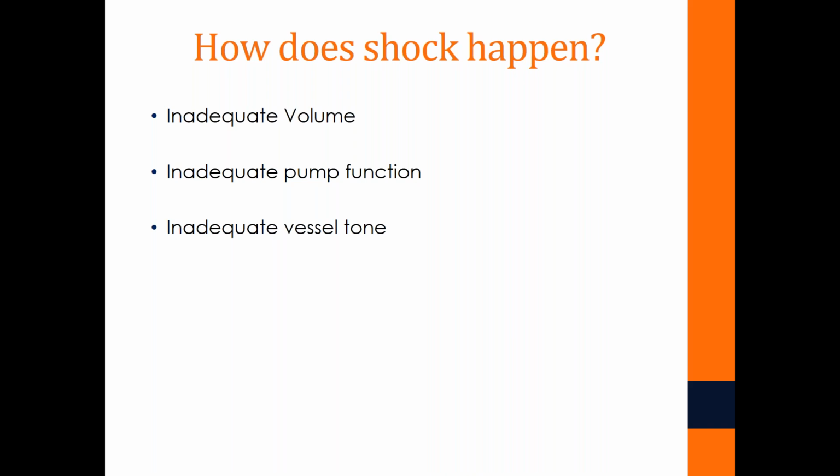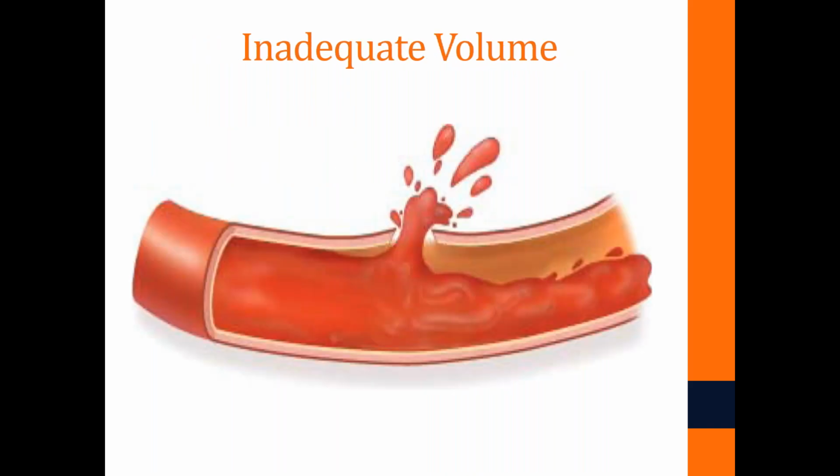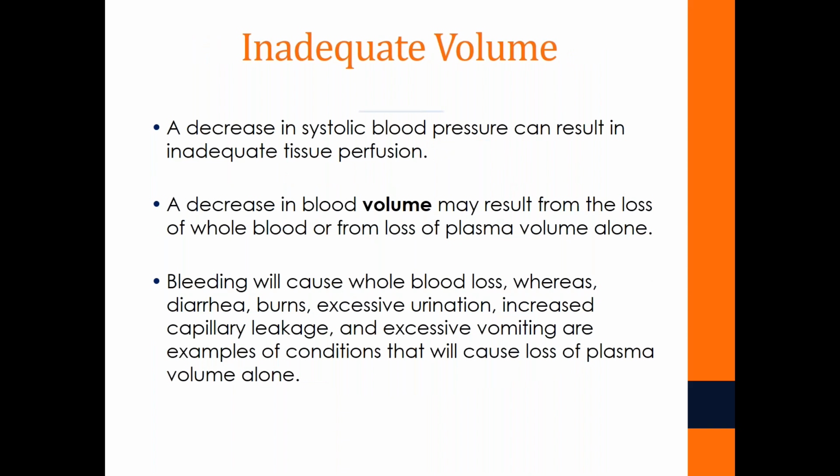And if this patient had an uncontrolled bleed, we didn't fix the inadequate volume problem. And we're going to bump into some pretty profound shock and hypoperfusion just because now that circulating blood volume is on the ground all around us rather than inside the patient where it's supposed to be. So any decrease in systolic blood pressure can result in inadequate tissue perfusion.